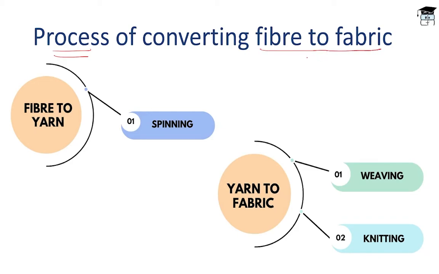Now students, this process is divided into two major steps. First being fiber to yarn and second being yarn to fabric. These steps are further divided into spinning, weaving and knitting. Now we're going to discuss all of these steps in detail.